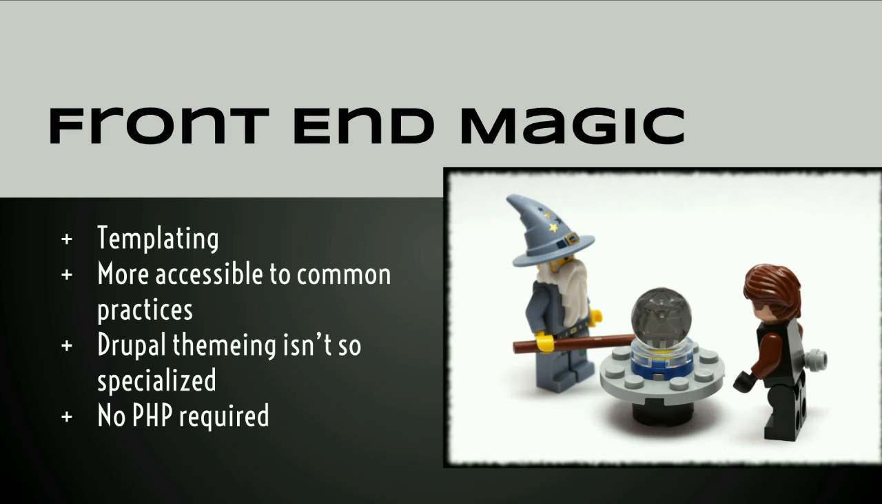But this is really exciting and definitely will be impacting a lot of people's projects. The templating engine that's in Drupal 8 is called Twig. It's a modern PHP templating engine. You don't actually need to know Drupalized PHP, which you did need to know to theme a Drupal 6 and a Drupal 7 site.